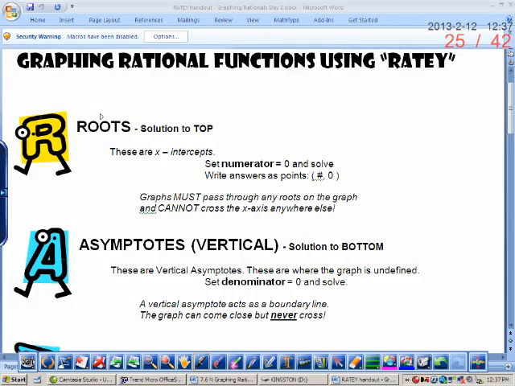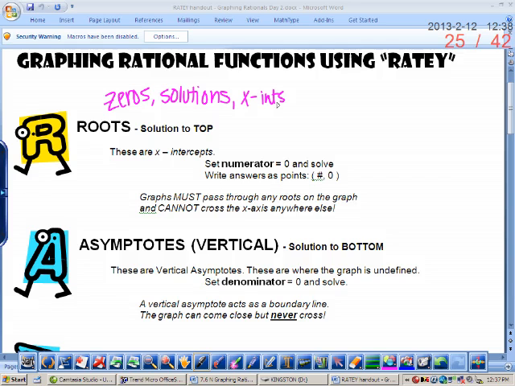And what are some other words for roots? Zeros, solutions, x-intercepts. Okay? And when will the y value of a rational function equal 0? A rational function is a polynomial over another polynomial. So when will you get that to equal 0? What would have to be true?